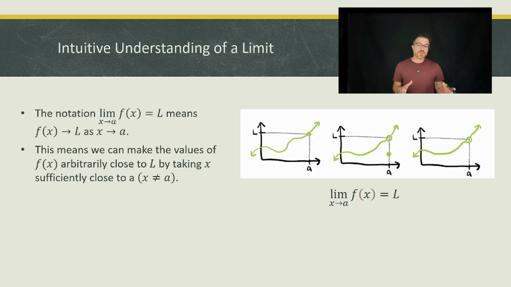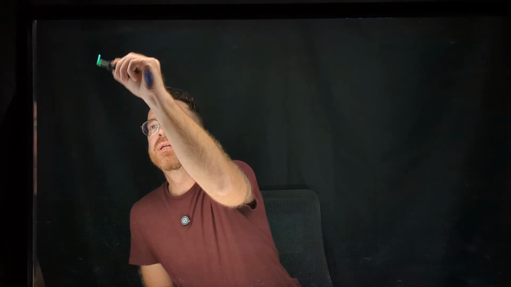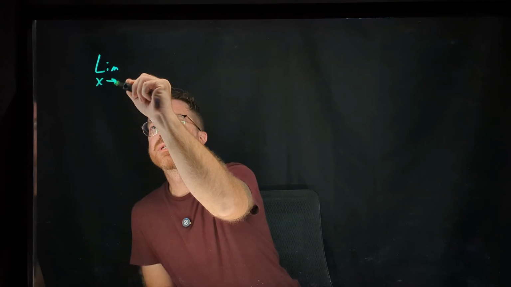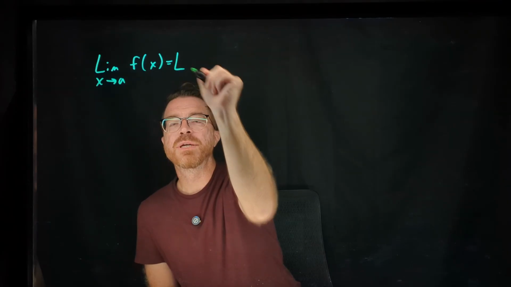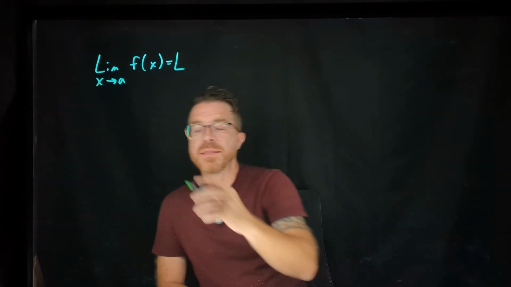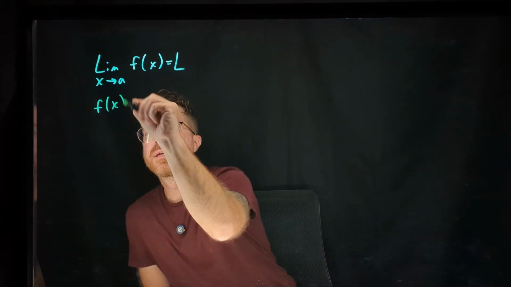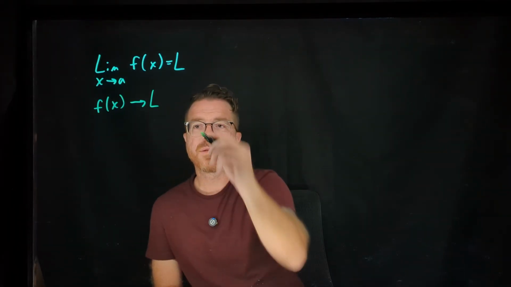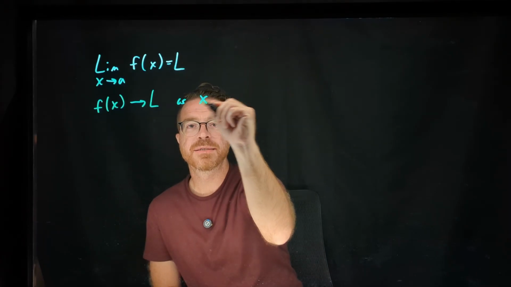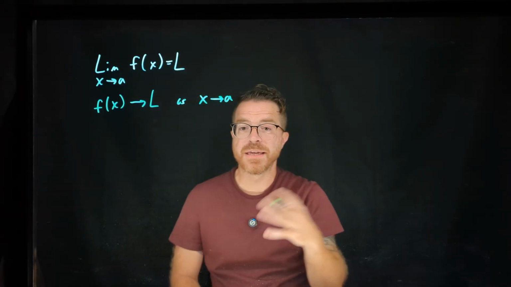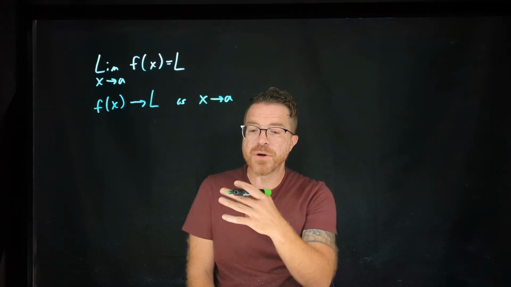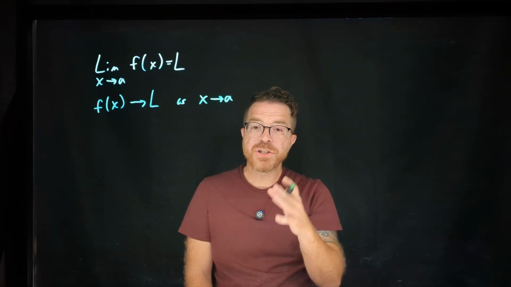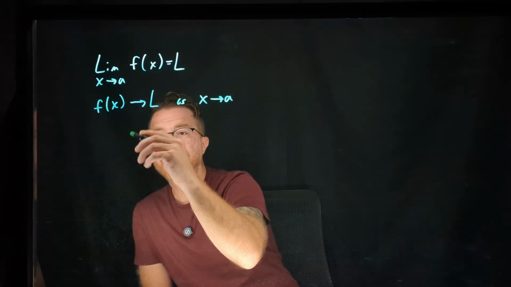So the notation we're going to be using for this phenomenon is much like what we did when x was going to infinity: we'll have the limit as x approaches some value a of our function f of x, and this will equal L, whatever this limit would be. This means that our function f of x is approaching L as x goes to a. So this means we can make values f of x arbitrarily close to L by taking x sufficiently close to a, where x is not equal to a.